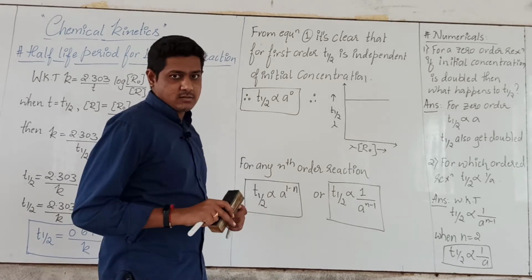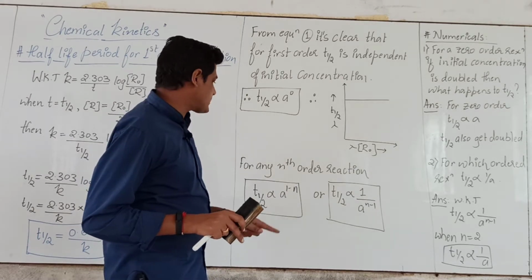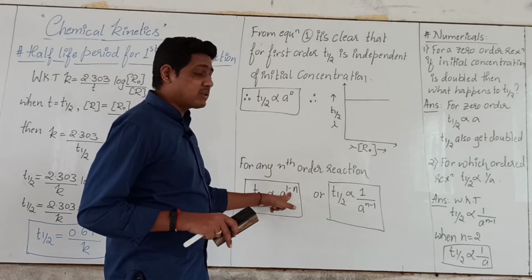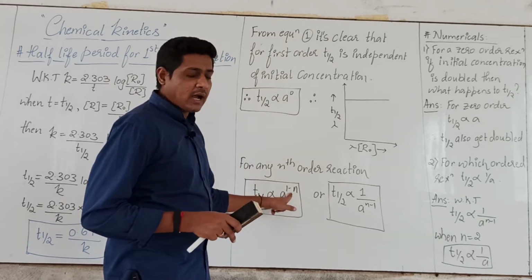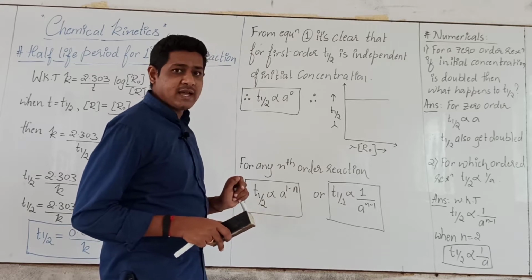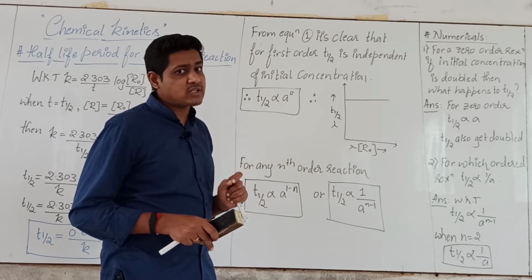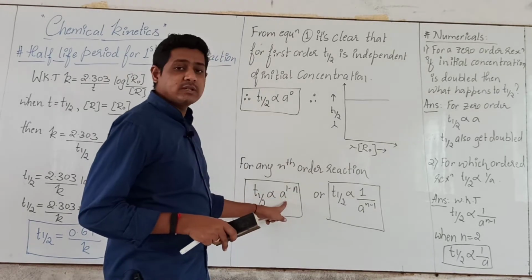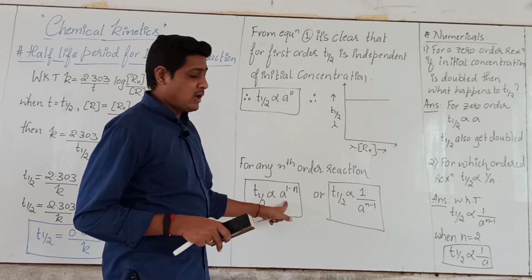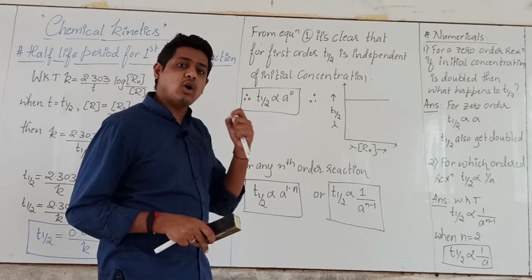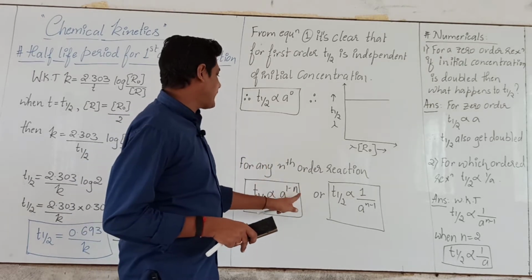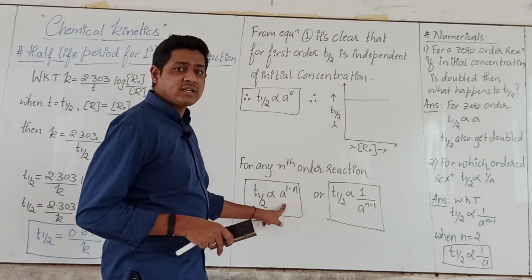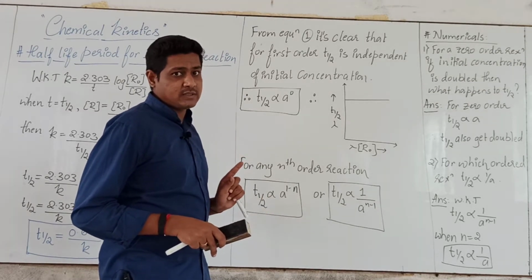Now let us understand how it works, as a shortcut. When it is a zero ordered reaction, n is equal to 0, so A to the power 1 will come. Already we know that half-life period for a zero ordered reaction is directly proportional to the initial concentration. When n is equal to 1, the order of the reaction is 1, then 1 minus 1 is 0. Therefore half-life period for a first ordered reaction is independent of the initial concentration.